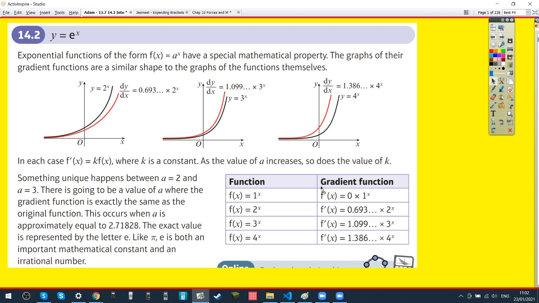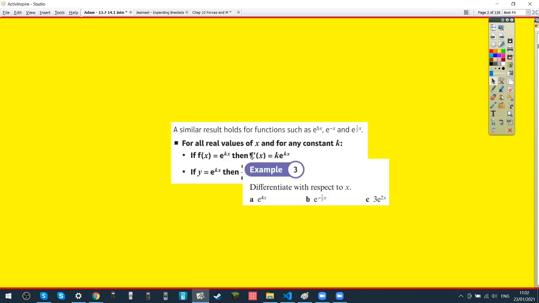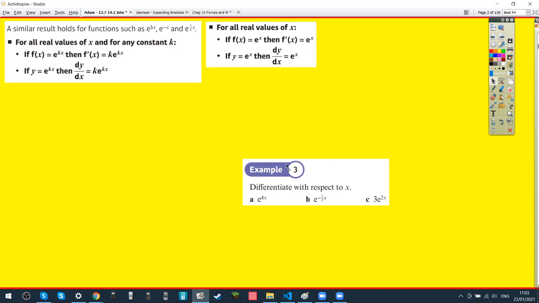2.71828. It's a bit like pi. The number goes on forever. It's a very special number. It is its own derivative.